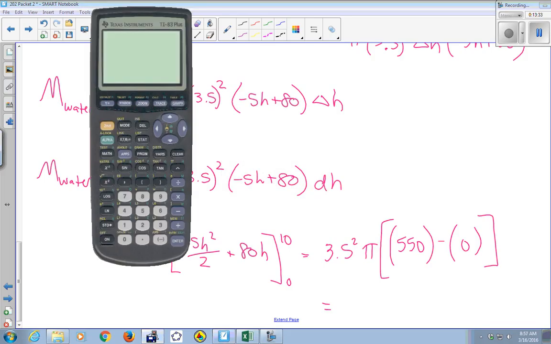And I'll just get an approximate value for this. When you're asked how much the muddy water weighs, if you leave pi in your answer, the person who asked might be annoyed at you. So 3.5 squared times pi times 550 is 21,166 pounds approximately. Just round to the nearest pound.